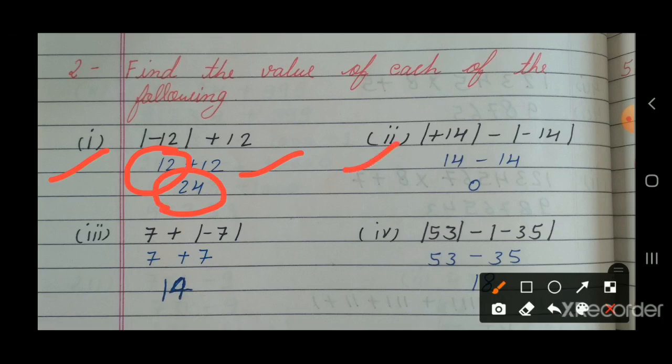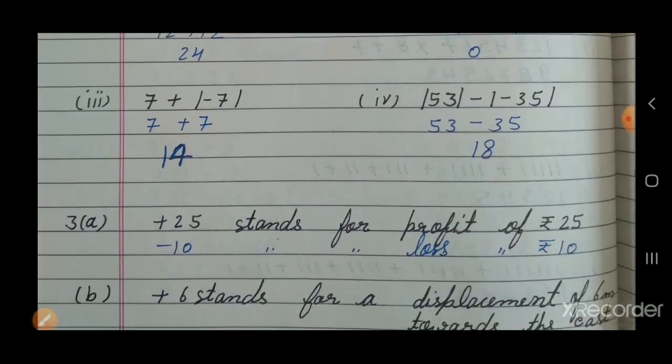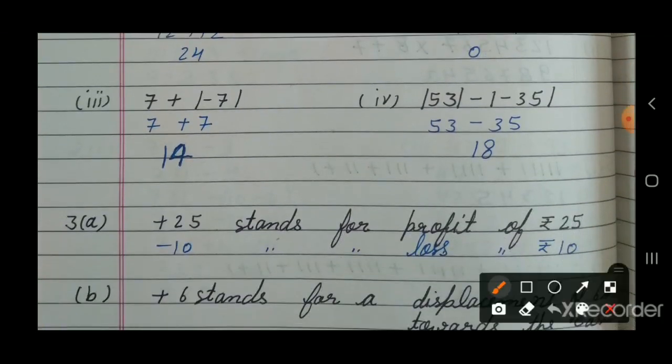Second part, plus 14 minus 14. Yes. First, we will find the absolute value of plus 14, that is 14, and put the negative sign. And absolute value of minus 14 is 14. 14 minus 14, 0 will be answer. Next is third part. 7 plus minus 7. 7 plus 7, and here absolute value of minus 7 will be 7. 7 plus 7, 14.